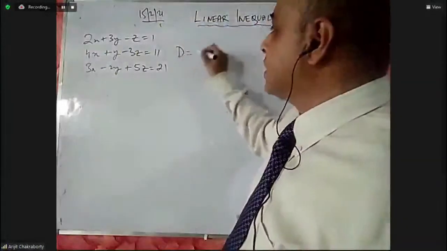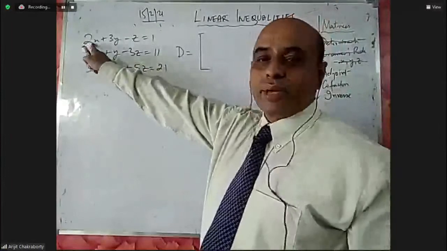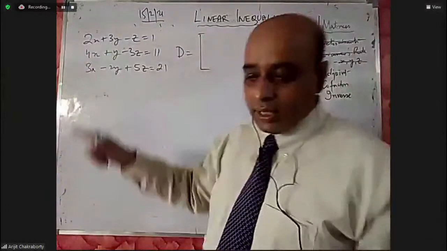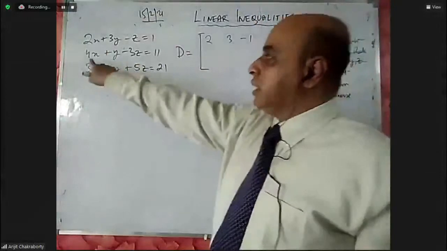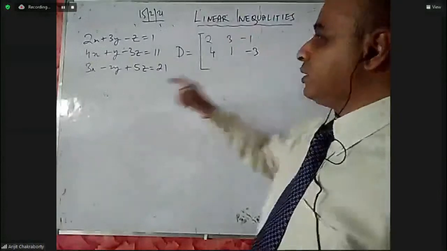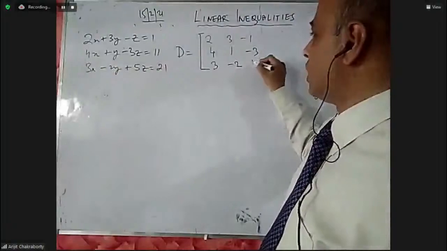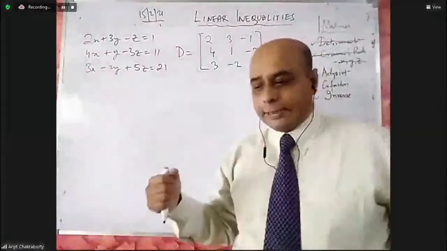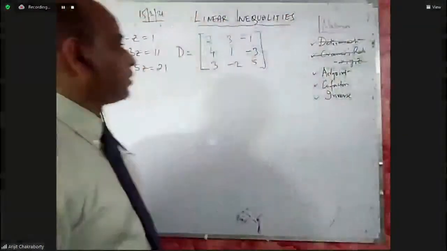So d is the same concept, just put the coefficients of x, y, and z as they are, nothing to worry. So for d, I will take 2, 3, and minus 1. 4, 1, and minus 3. 3, minus 2, and 5. Okay, let us see what it gives us. So let's work on this and see what result we get.